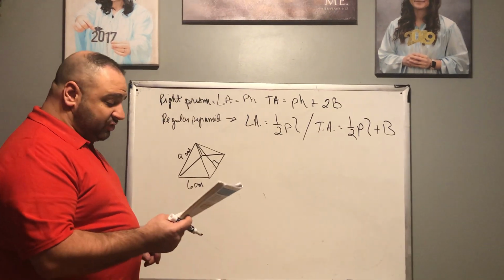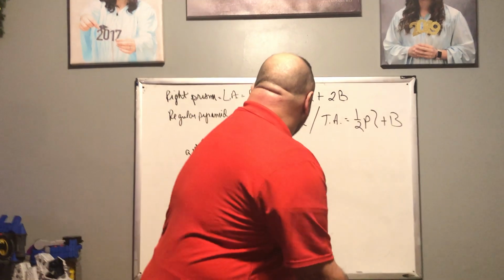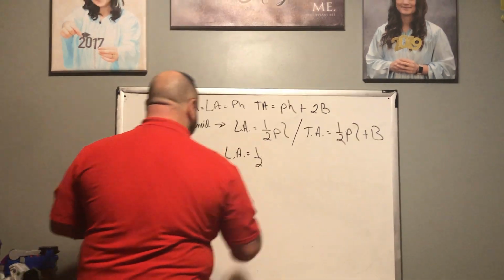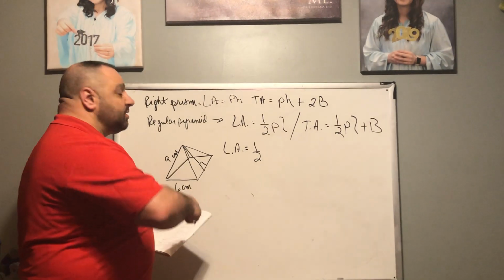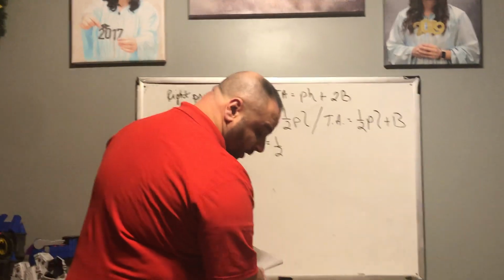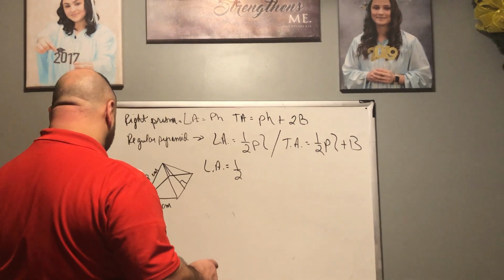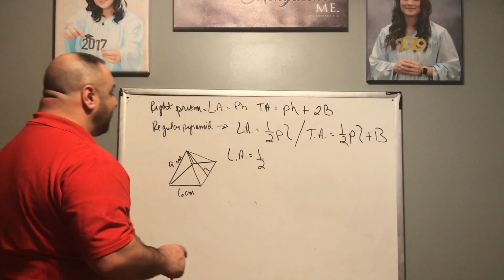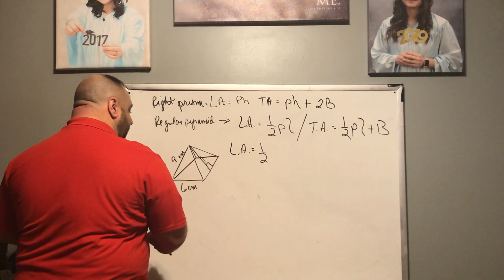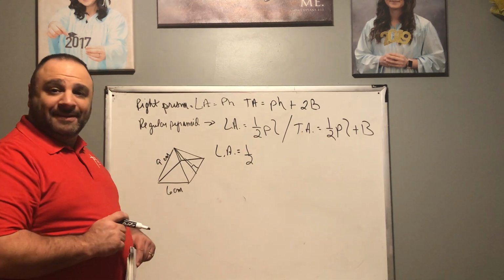So let's find the lateral area. Again, the lateral area is 1/2 times the perimeter times the slant height. So we're on page 6, number 2. Now, in order to solve this, we need to have the slant height. Notice we have one of the lateral edges, and we have the base, but we don't know the slant height.